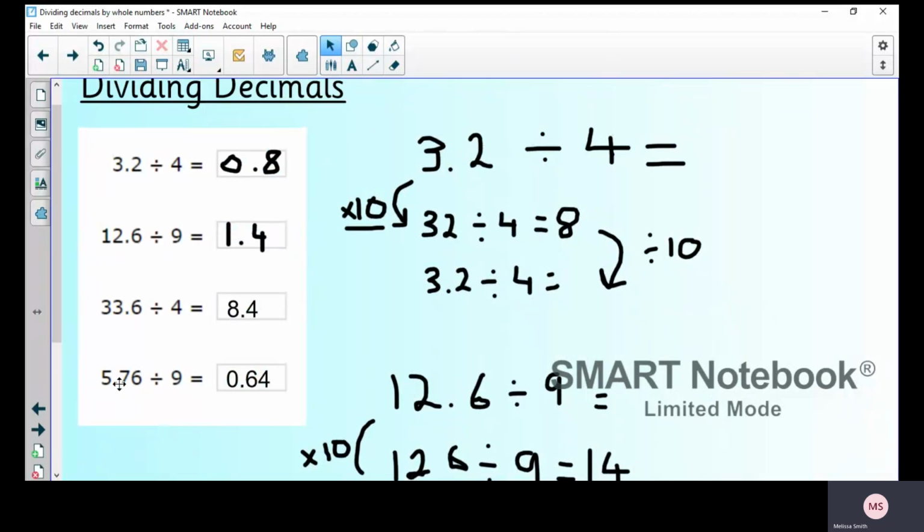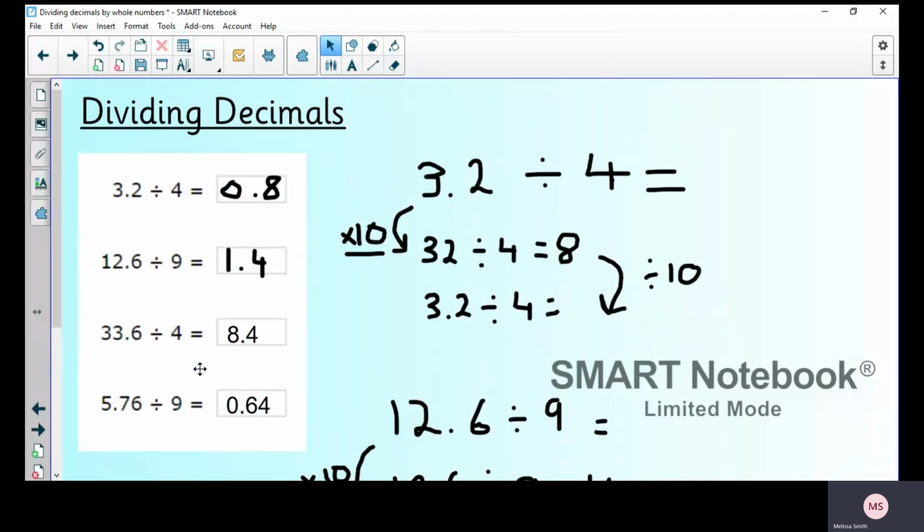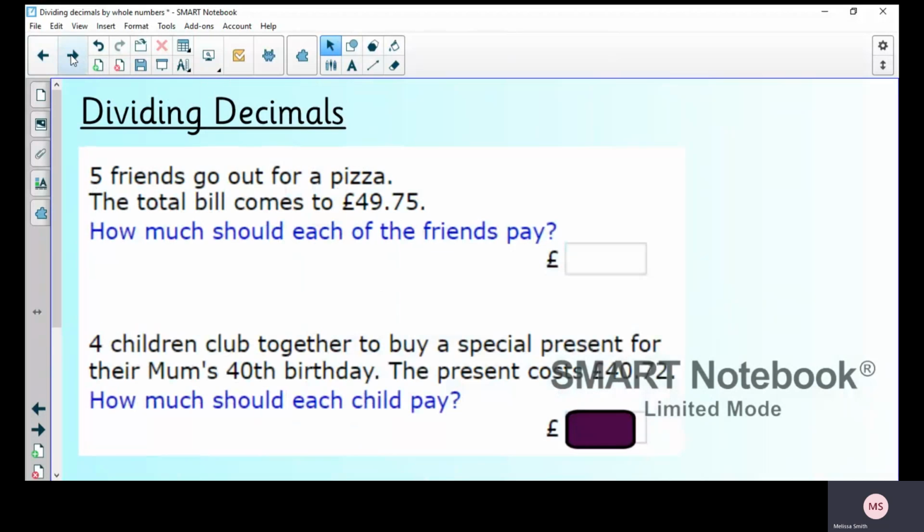Hopefully you've noticed on this one here, if you use the method where you turn 5.76 into a whole number, what would you have had to have multiplied that number by? You'd have to have multiplied it by 100. So hopefully if you've used that method, you know, well, I needed to multiply it by 100, which means when I got my answer of 64, I then needed to divide it by 100, which is why the answer is 0.64. Okay, let's move on.